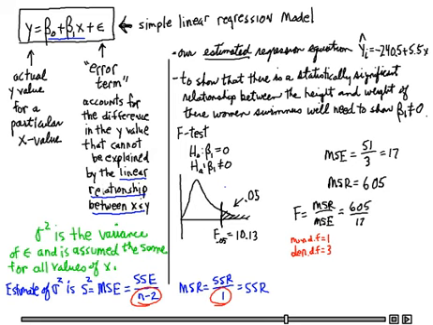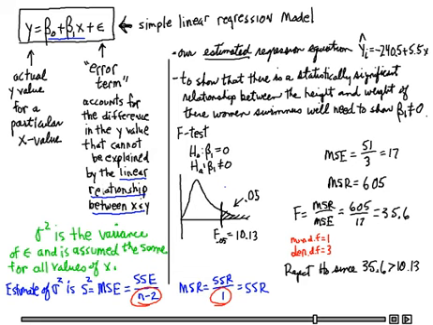My test statistic, calculating this out, would be 605 divided by 17. And 605 divided by 17 is 35.6. So I'm going to reject H sub 0 since 35.6 is greater than 10.13. And therefore I can conclude, as I did with the t-test, that there is a statistically significant relationship between these two variables, the height and weight of the women swimmers.